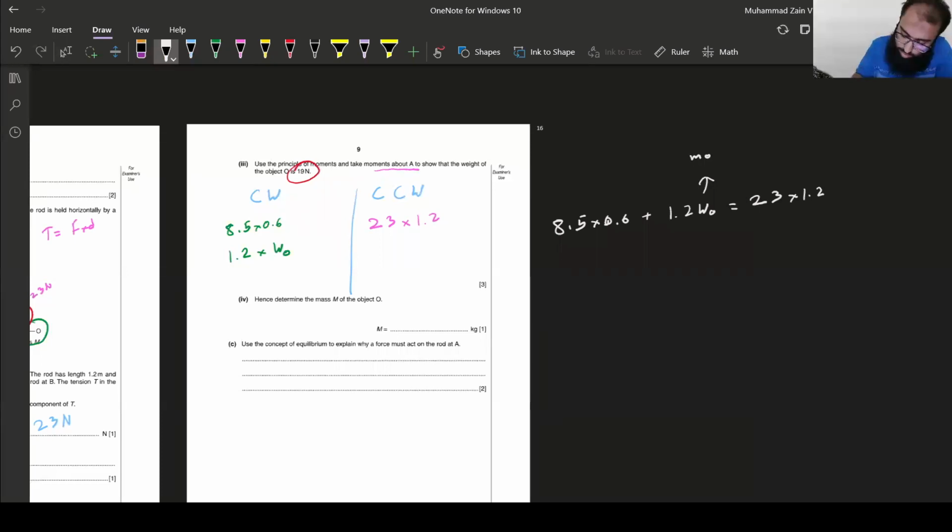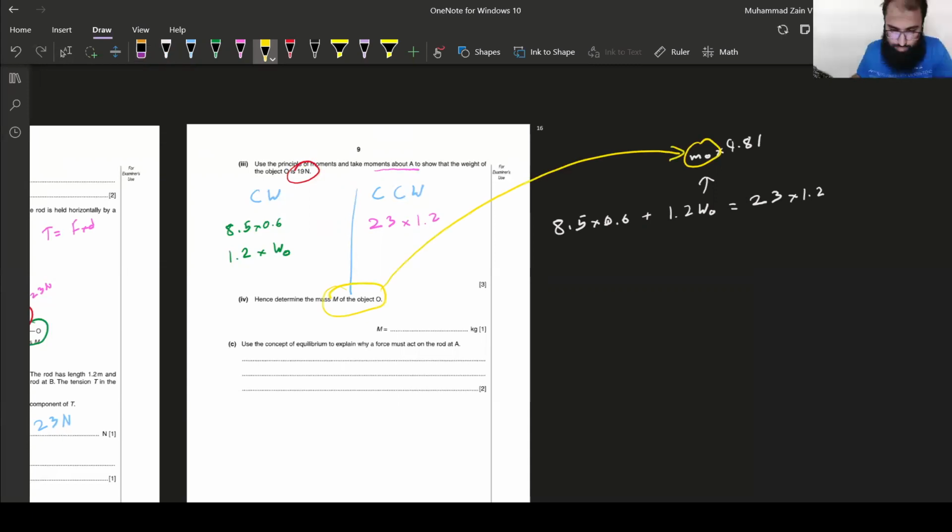So when I do that and I find m naught, it will eventually come out to be 19 newtons. Oh, sorry, they've asked me about the weight in this part. So yeah, I find the weight. And for the second part, the mass of the object O, I'll find the mass through this. So I hope this is clear.